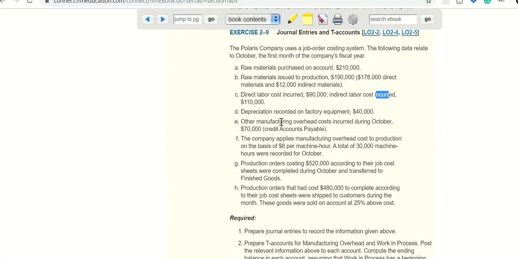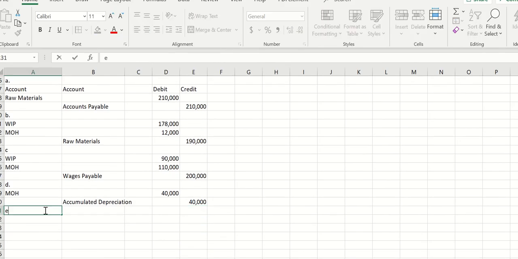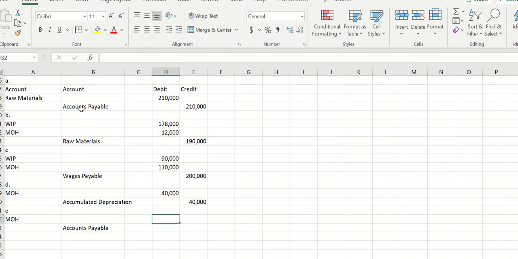And then we have other manufacturing overhead costs incurred during October, 70,000, credit accounts payable. So they actually told you what the credit was there. That was nice of them. So we can do our entry properly. We'll use manufacturing overhead and accounts payable, and they said it was 70,000. So instead of typing again, I can just reference another cell, and that's okay too.